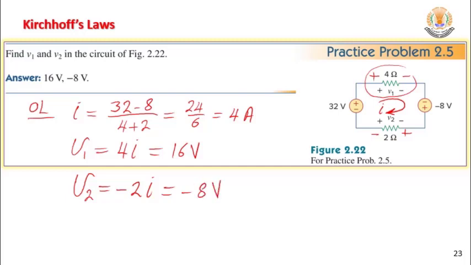Clear? Is it clear? You can check. Look at the polarity of V1 and V2. According to KVL, they are opposite. So it will be V1 minus V2. This means 16 minus 8, so it will be 24, which is this number. This means I replace the two voltage sources by one. Clear?